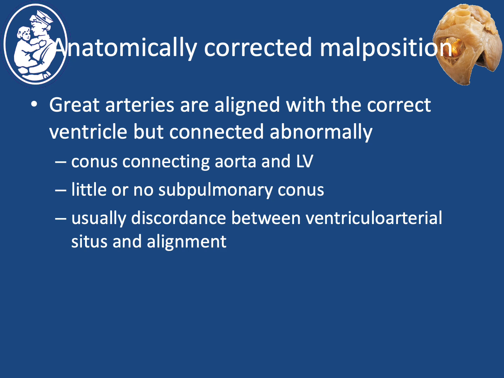So the great arteries are aligned with the correct ventricle, but connected abnormally. There's conus connecting the aorta with the left ventricle, deficient subpulmonary conus, and there is usually discordance between the ventricular arterial situs and alignment. Typically, if there are D-loop ventricles, the aorta is to the left, so that the great arteries are in L position, DL, discordant ventricular arterial situs, but concordant ventricular arterial alignment.